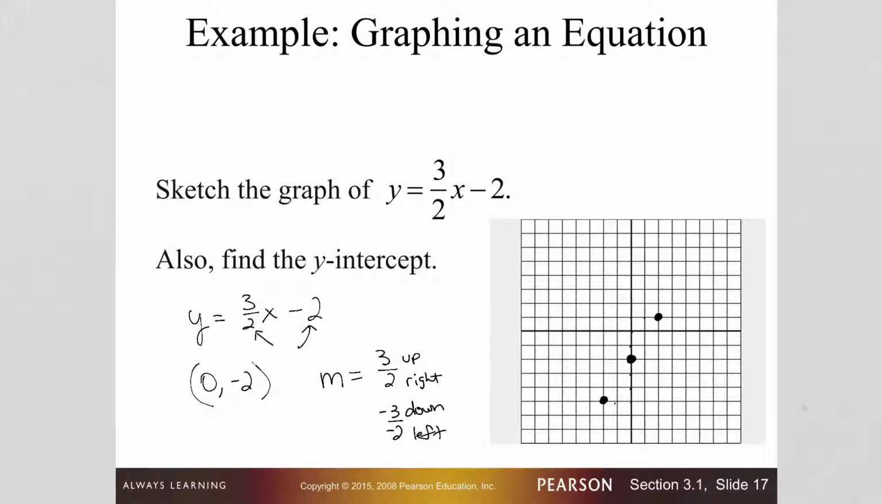See how those dots line up? Now I can connect my dots, draw my arrows at the end, and there's my line. And have I found my y-intercept? I sure have. It's right there at (0, negative 2).